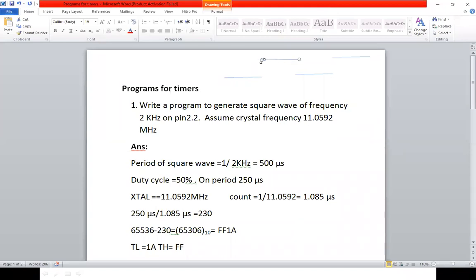Suppose this point is 0, going 0 to 10. So you count 0, 1, 2, 3, 4 up to 10. This counting is done for the positive half cycle, and this counting is done again for the negative half cycle. Your timer doesn't know which is the positive cycle and which is the negative cycle.